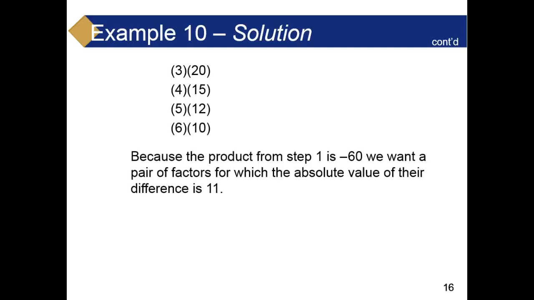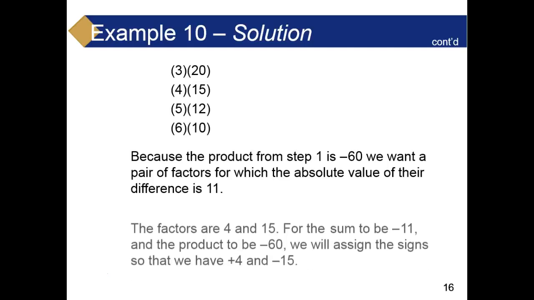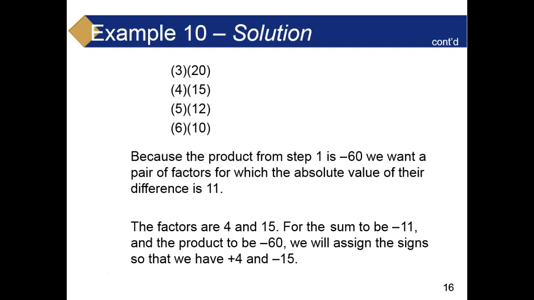Because the product from step 1 is negative 60, we want the pair of factors for which the absolute value of the difference is 11. And that would be the 4 and 15. Now, for the sum to be negative 11 and the product negative 60, you put in the signs. To me, it's much easier to start with the signs. Plus 4, negative 15, that sure enough works and becomes negative 11. And the product is negative 60.